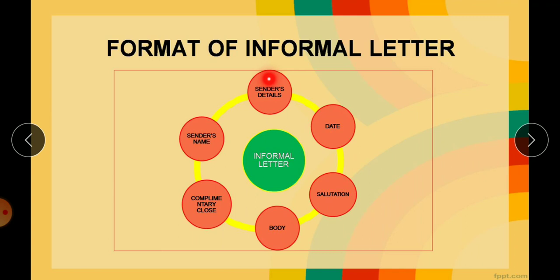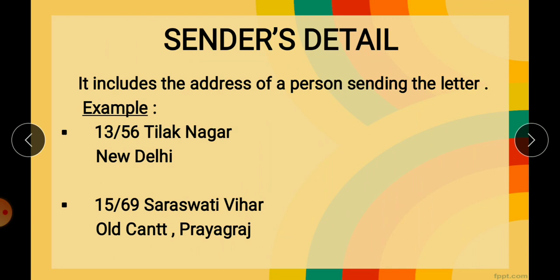So sender's details we are starting with, and we are following all these steps, and coming at the last, there is sender's name. So now we will be learning about each component in detail. Now if we start with the very first component, sender's detail.